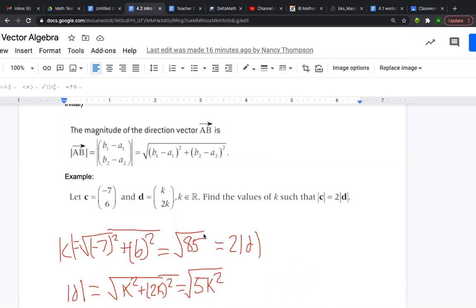So you have 2 times the square root of 5k squared is equal to the square root of 85. I'm going to square both sides to make it prettier. So you get 4 times 5k squared, which is 20. So we get 20k squared equals 85.